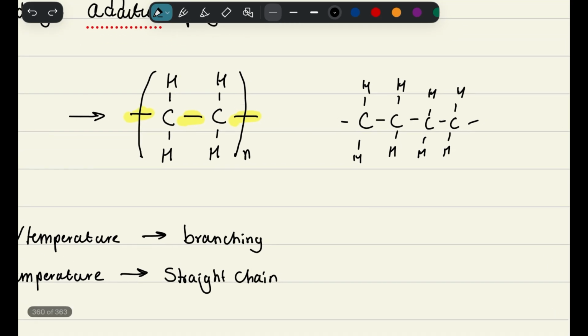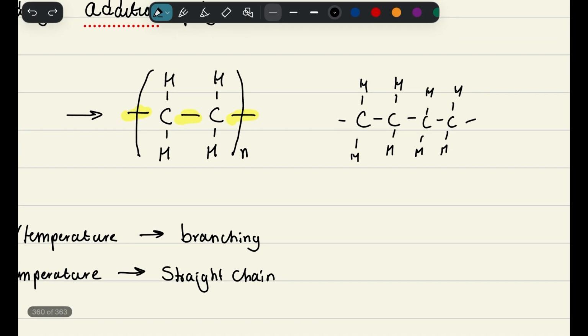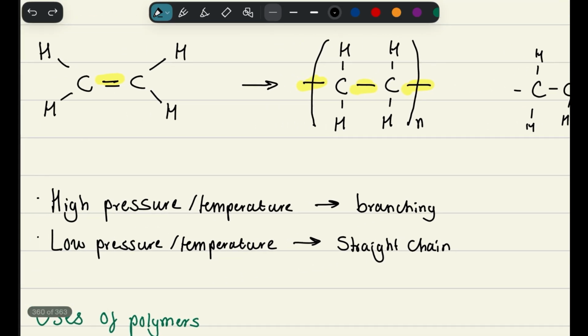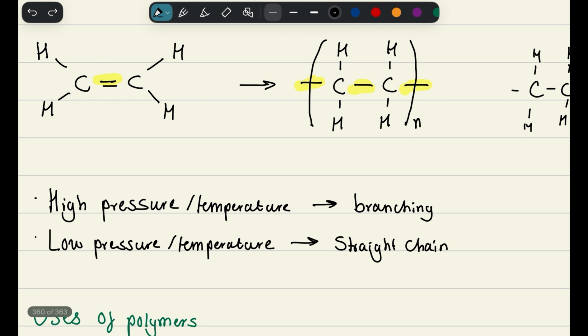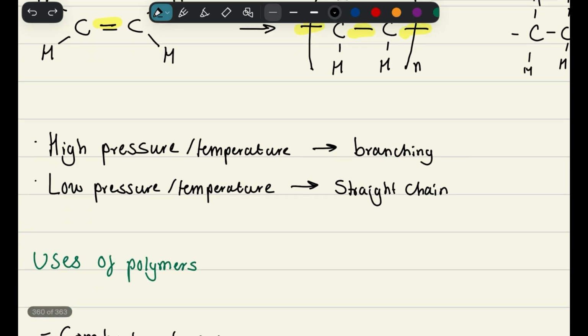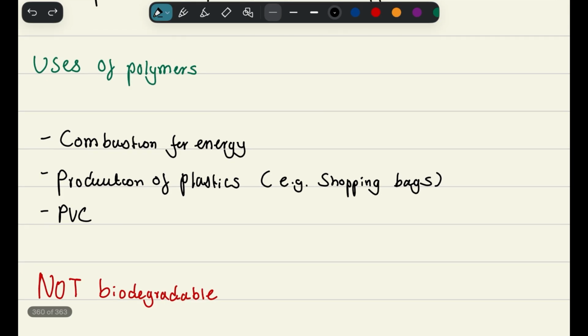Something that you will also need to do is to be able to spot what the repeating unit is, but again, shouldn't be too bad when it comes up. Now, a point that I think is more important for AQA rather than OCR, but just know high pressure, high temperature leads to more branching, low pressure, low temperature leads to a straight chain. Cool. And in terms of uses of polymers, I think the main ones to mention, combustion for energy and production of plastics are probably the best ones.